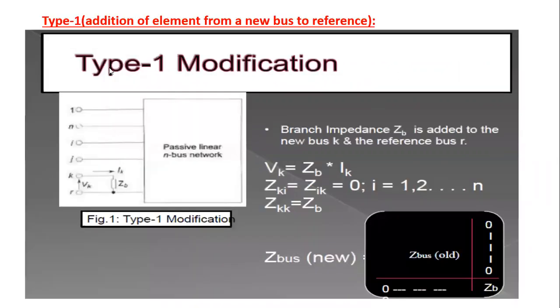We have four types of modifications for formation of the Zbus matrix. First we consider the type 1 modification. Type 1 modification means that we are adding the element from a new bus to the reference bus.